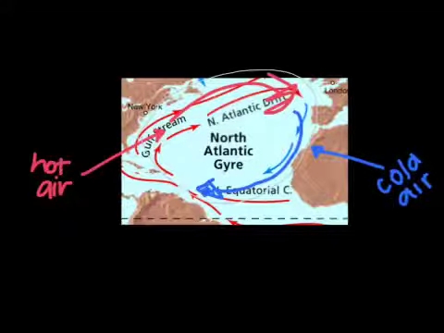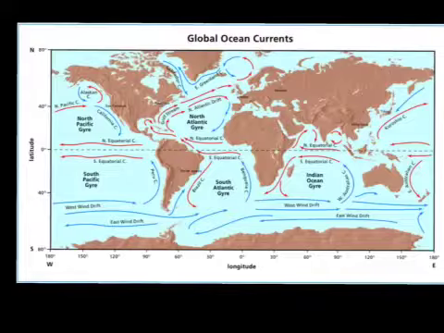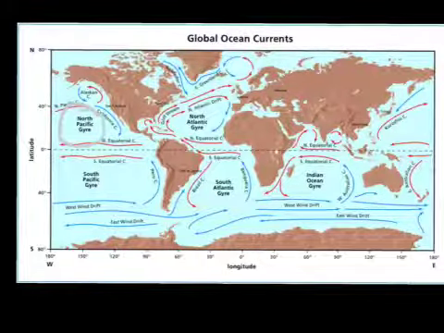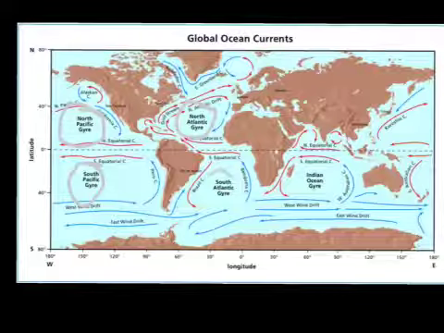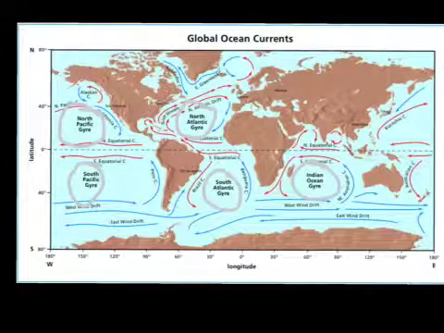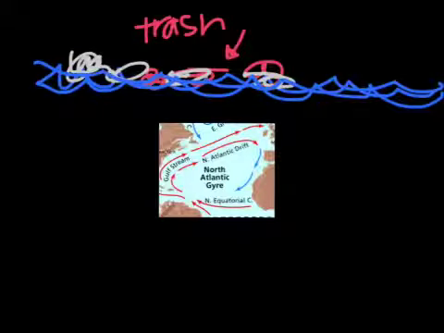There are a total of 5 gyres in the world: the North Pacific Gyre, the South Pacific Gyre, the North Atlantic Gyre, the South Atlantic Gyre, and the Indian Gyre. Gyres are like whirlpools. They attract the pollutants and trash in the water and transport them to different areas in the world.